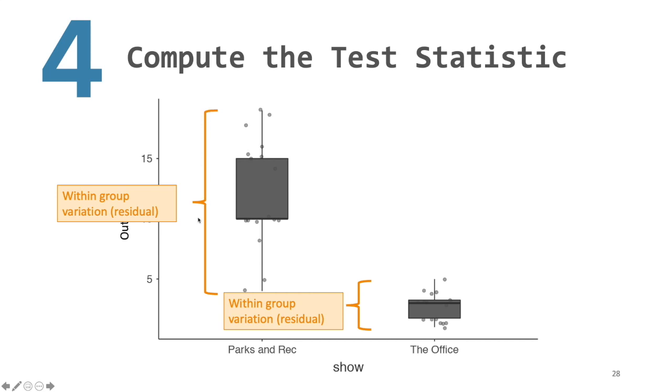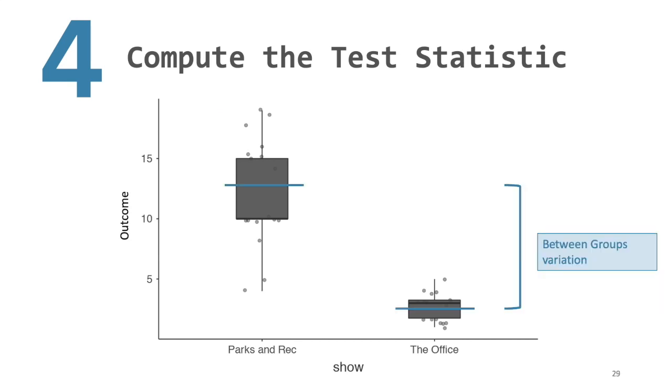So this is some of it right here. And then for the office, this is how much variance we have. Together, they make that full within group variation. That's all the variability within the groups themselves. We're going to compare that to how much it varies between the means of the two groups, basically. In this case, this group is up here, this group is down here, so this is the amount of variation between the groups.